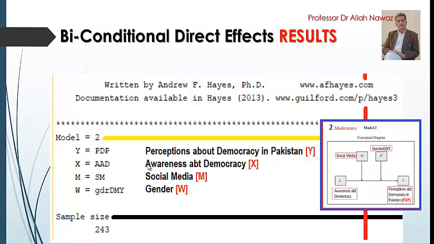In the database we have used, the X variable is awareness about democracy, which is affecting the perceptions about democracy in Pakistan. And we have used two moderators. The first moderator, M, is social media, and the second moderator is gender. The sample size is 243. So let's go to the first output, which talks about the inferential statistics or testing of hypothesis.